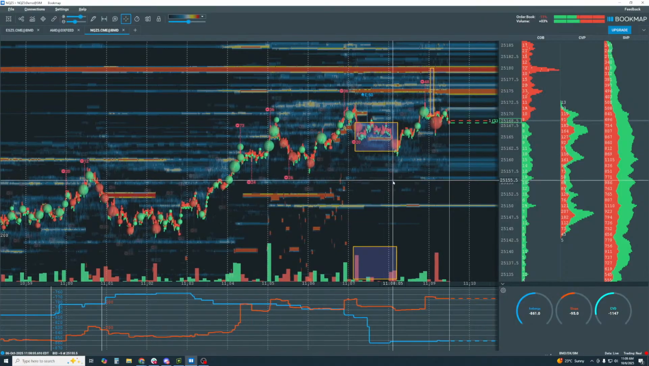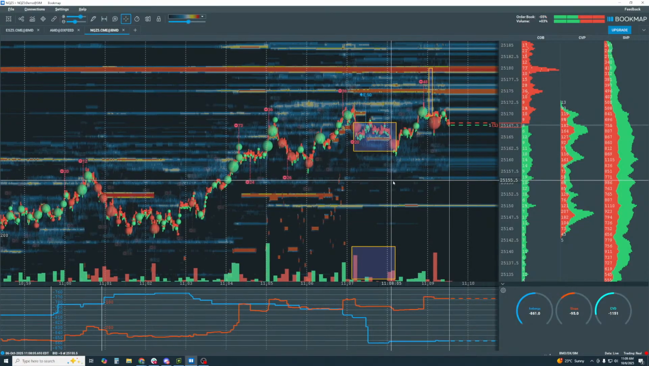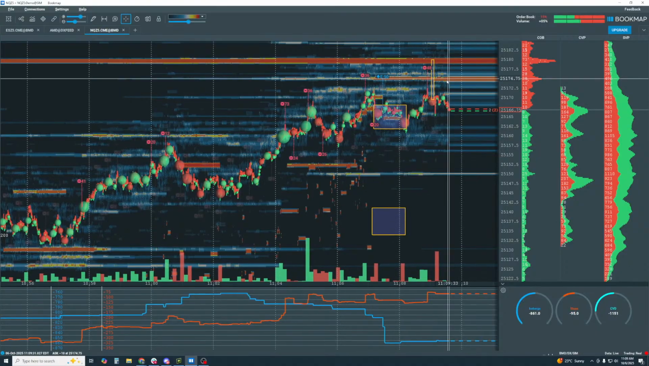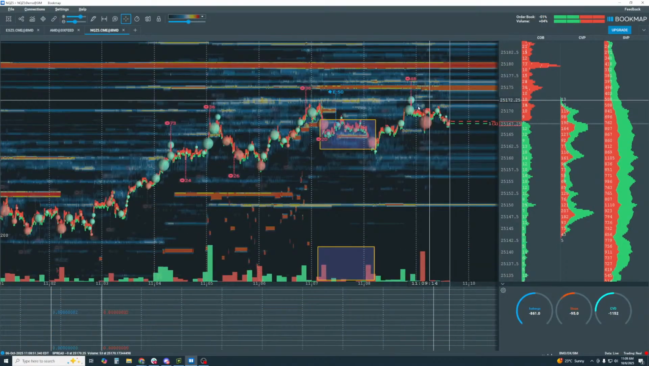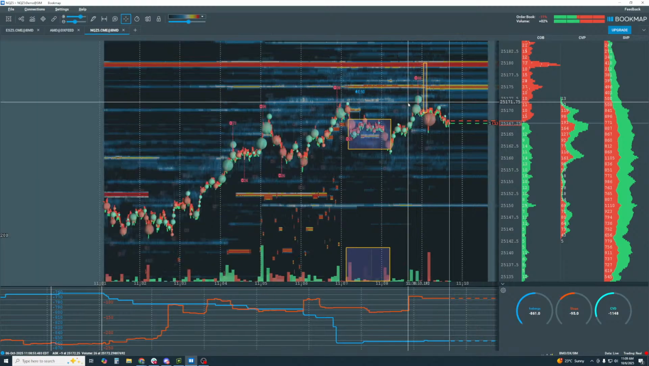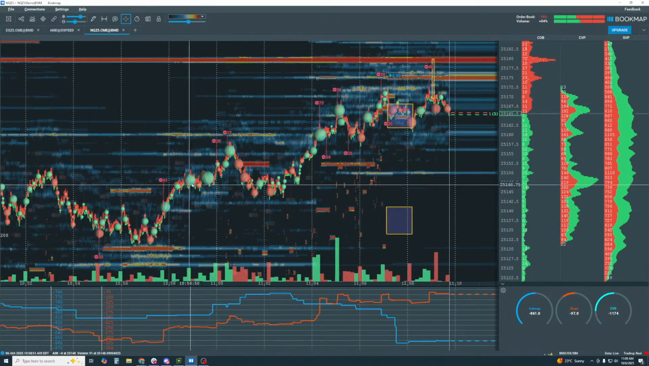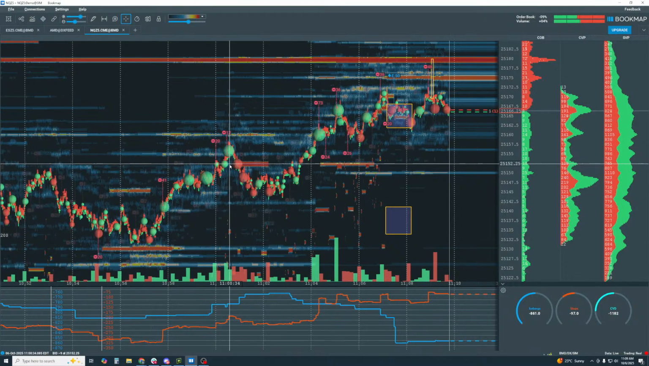Anyway, it's not the setup, just to be clear on that. But we are looking for the move up into it and a stop run. Let me see if I can find a better low volume pullback in here.